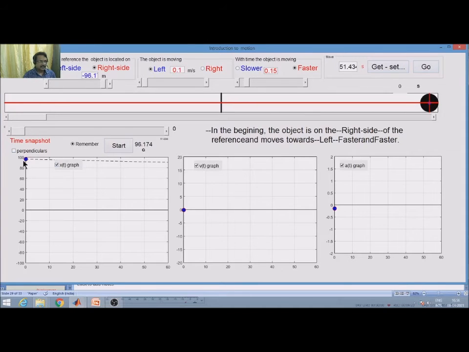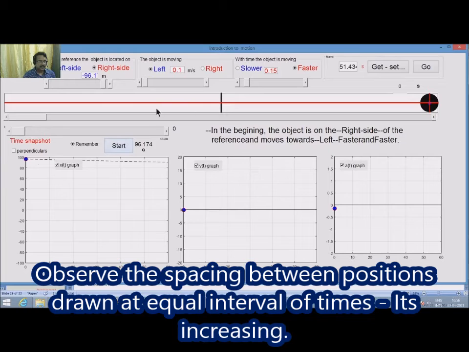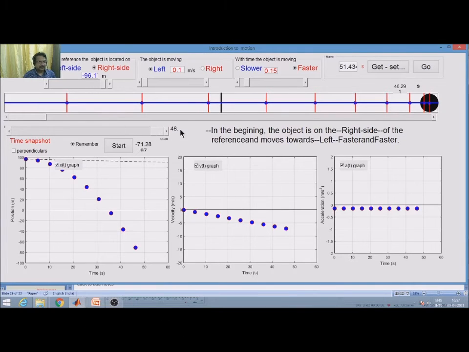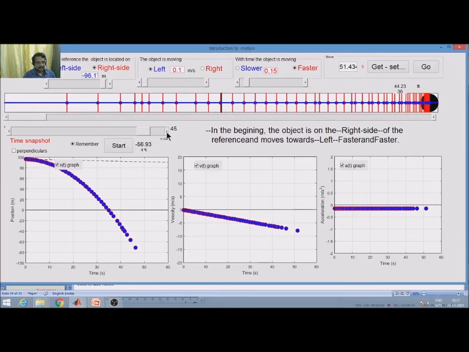So initially it is at the right extreme, that is about at 100. So it's moving towards the left and it is speeding up. As we can see, the velocity is negative and acceleration is also negative. So this is a case where the object is moving towards the left and speeding up. In this case, both velocity and acceleration are negative.